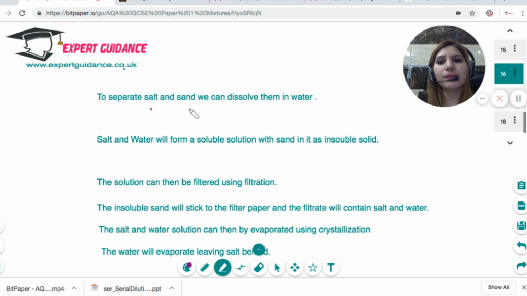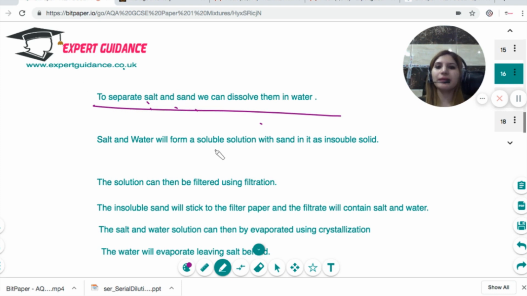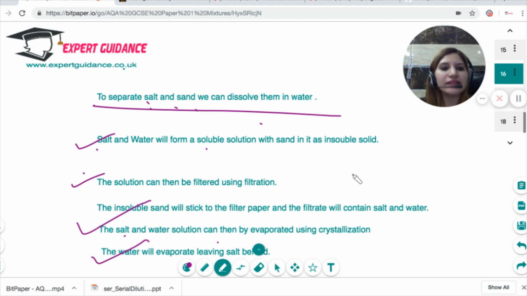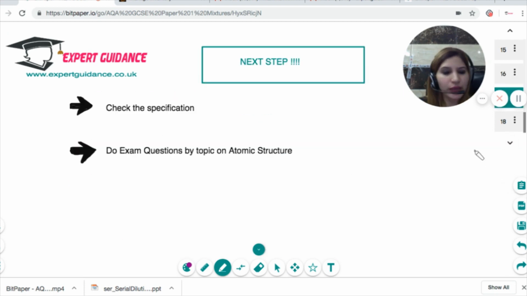Now, to separate salt and sand, we can dissolve the mixture in water. The salt will completely dissolve in water, forming a solution, and the sand will remain solid. We can pass this mixture through a filter paper. The sand will stick to it. We can take the sand out of the filter paper and dry it. Now we are left with a solution of just salt and water. And for salt and water, we can use crystallization. The water will be evaporated, leaving salt crystals behind. I hope this topic along with these questions is clear to you.